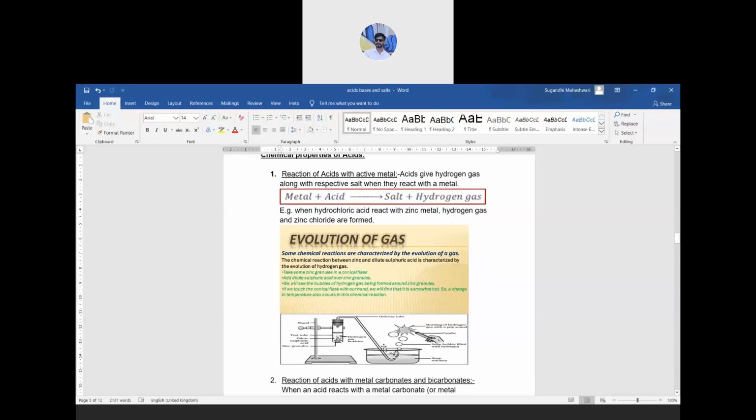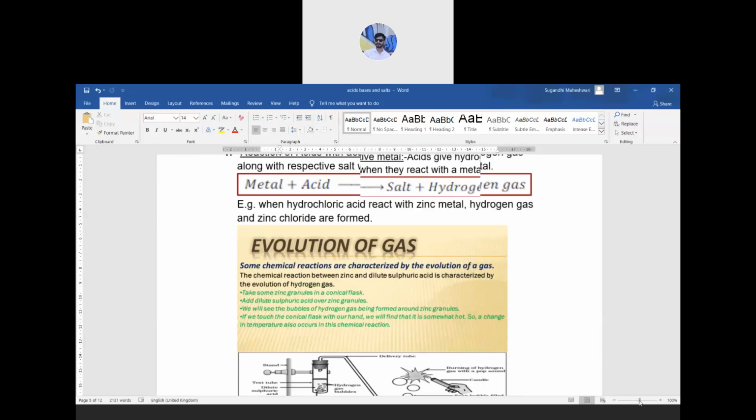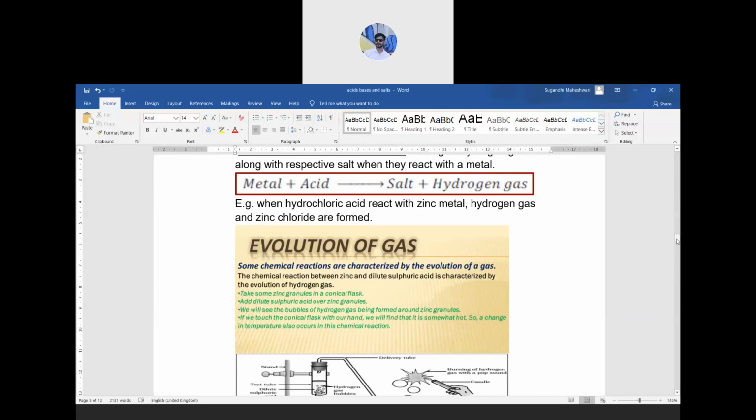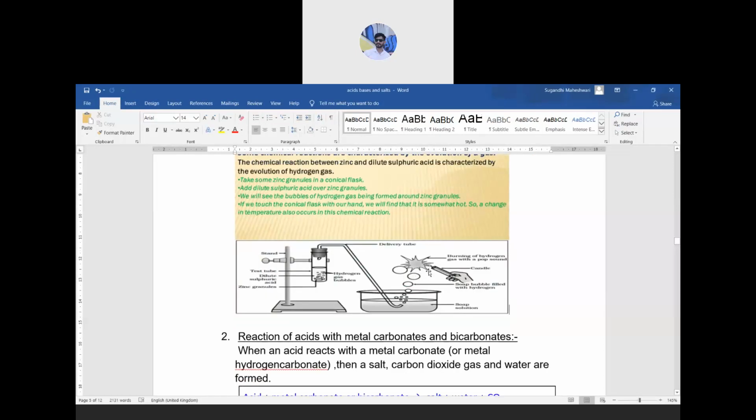What will happen? It will result in the evolution of hydrogen gas. The test for hydrogen gas is that it burns with a pop sound when a candle is placed at the mouth of the test tube. As you can see, here I have picturized it. It burns with a pop sound, the burning of hydrogen gas.